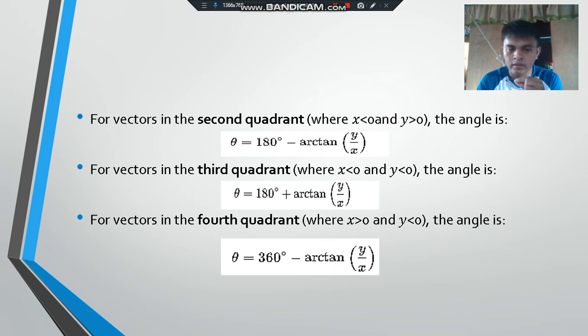For vectors in the fourth quadrant, where x is greater than 0 and y is less than 0, the angle is theta equals 360 degrees minus arctan of y over x.